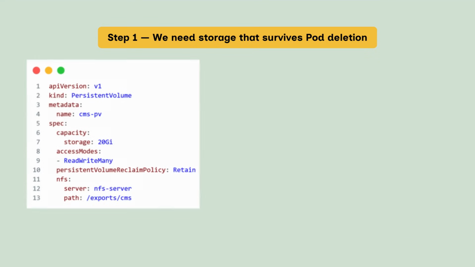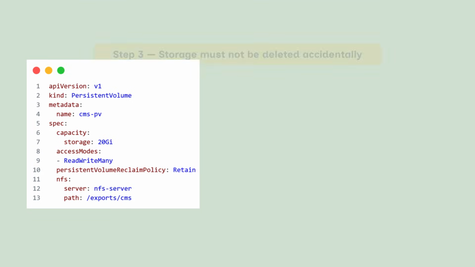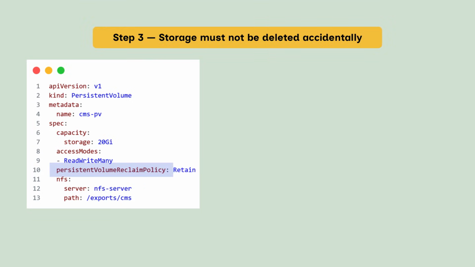First, we need storage that survives pod deletion. So we add the PersistentVolume YAML. Next, multiple pods must read and write the same data, so we must use the access mode ReadWriteMany, so that it allows multiple writers across nodes. Next, storage must not be deleted accidentally. So we explicitly retain the volume even if the claim is removed, by adding the persistentVolumeReclaimPolicy as Retain.